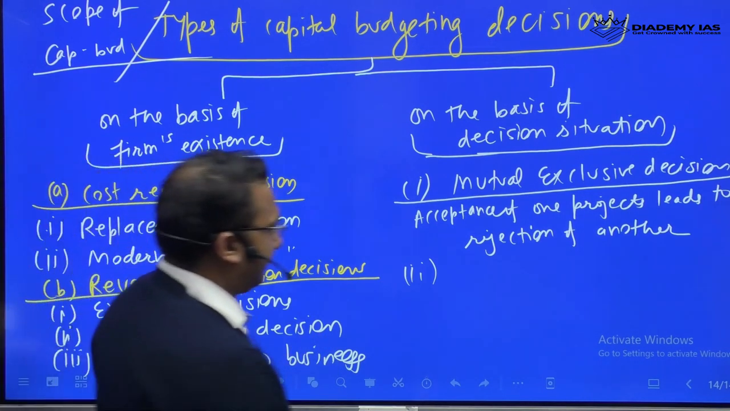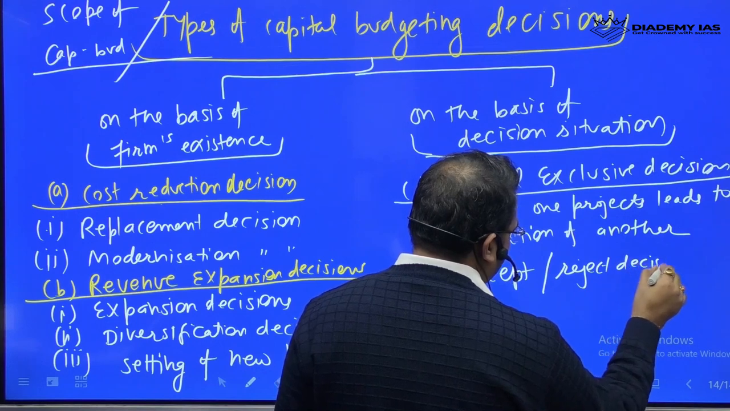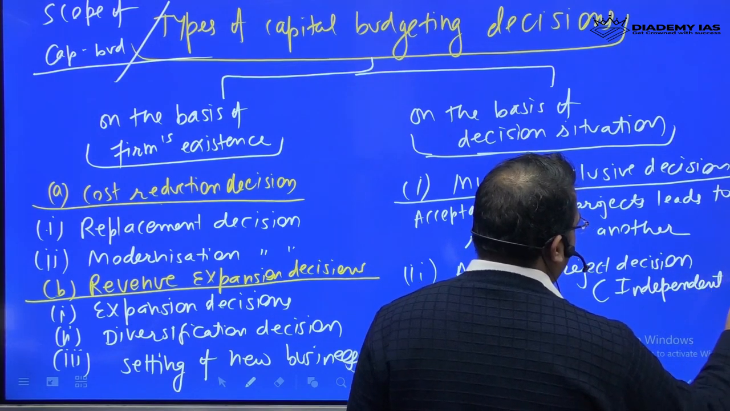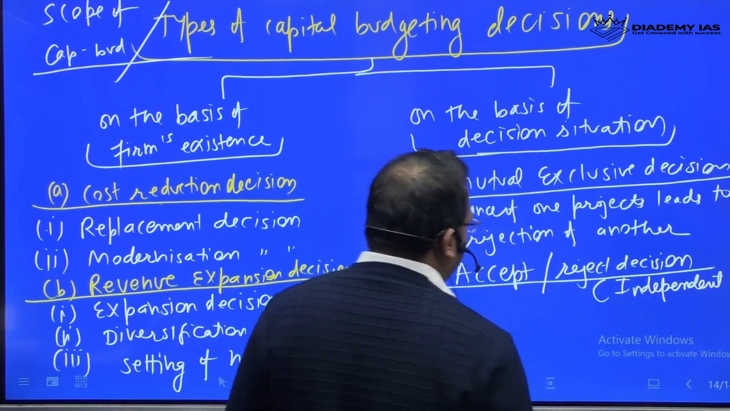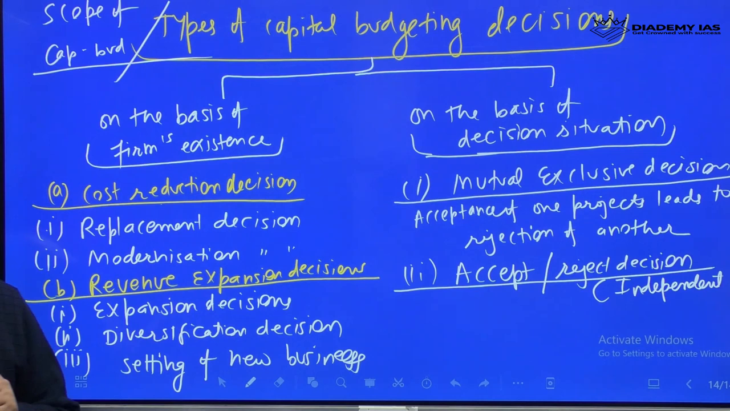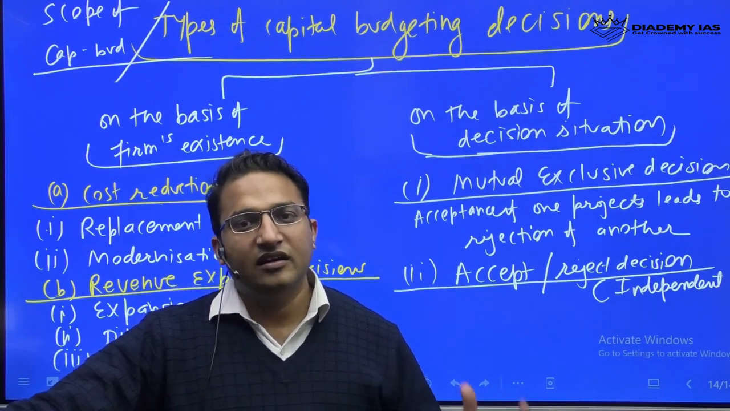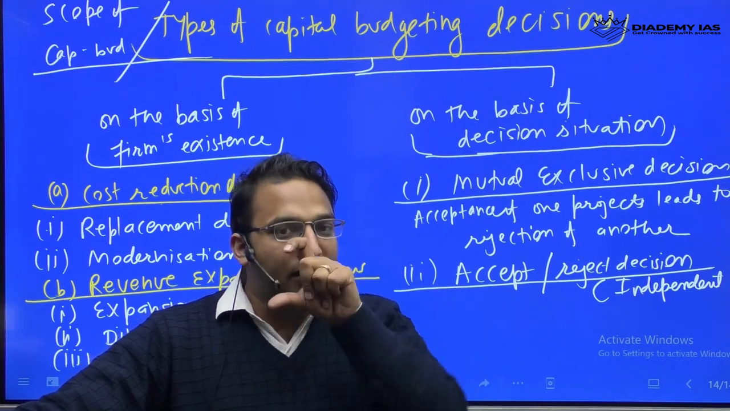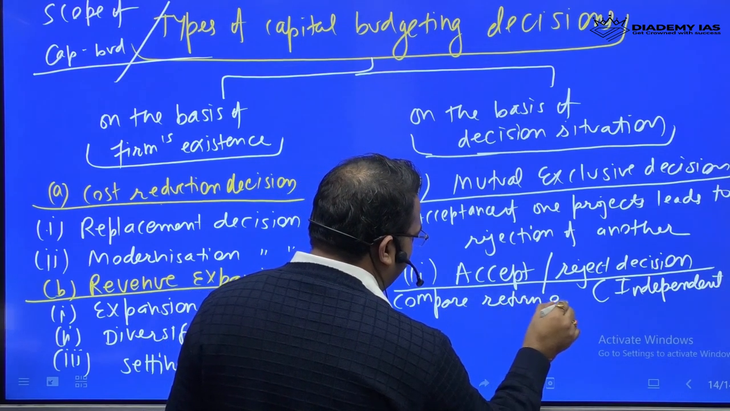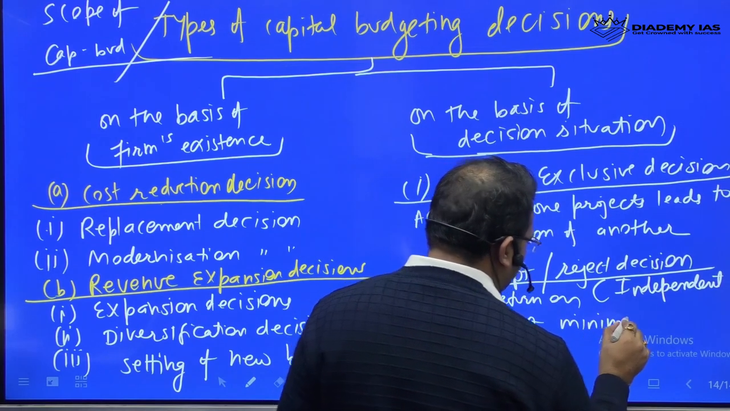Second is accept or reject decision. It happens in the case of independent projects. The projects are independent, there is no dependency, right? So in this case, we have some criteria. For example, if we are investing in a machine and because of that machine we get say 10% return, then we will accept it. So we have some minimum criteria, okay? So we compare the return on investment against the minimum acceptable rate of return.